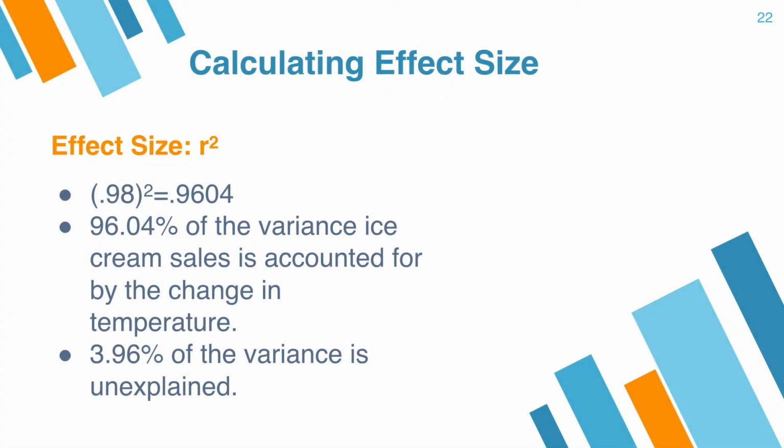When calculating the effect size, we'd look at our correlation box that we got from SPSS and find R. Since R would equal 0.98, we would square that and get our effect size of 0.9604. That means that there's a 96.04% chance of variance in ice cream sales that is accounted for by the change in temperature. When you do the alienation, you'd take 1 minus that and get 3.96% of the variance, which is unexplained.